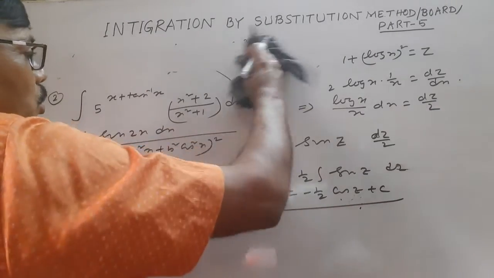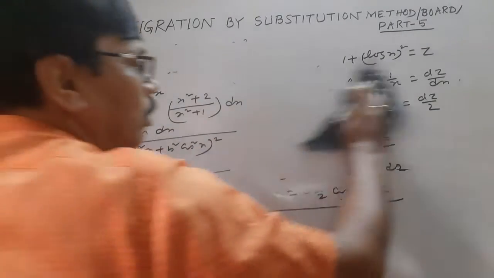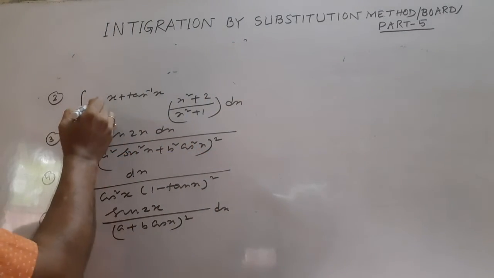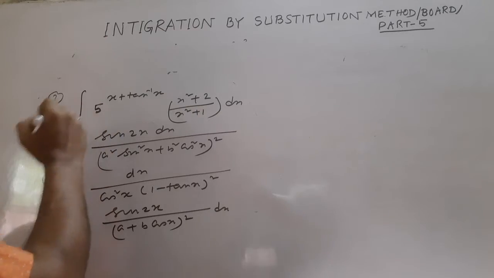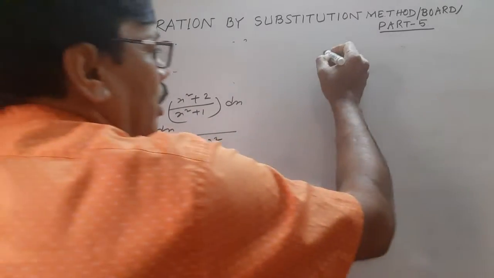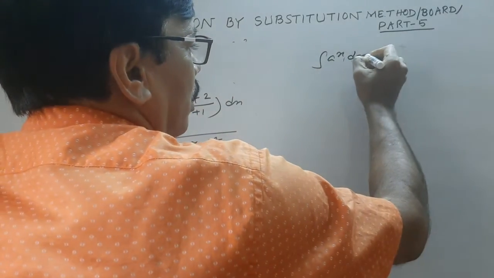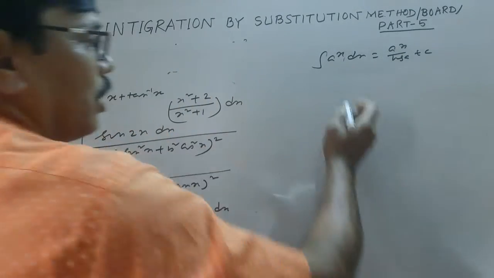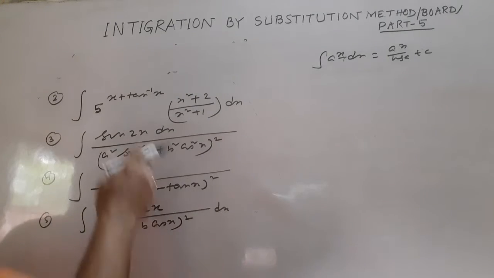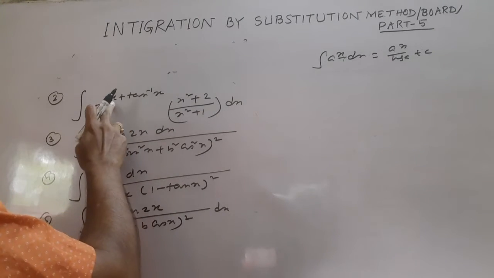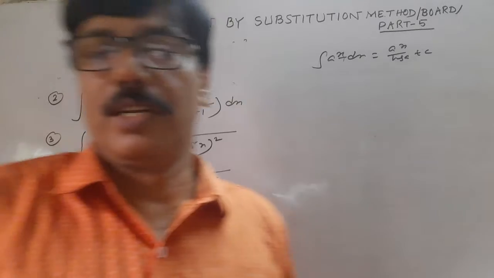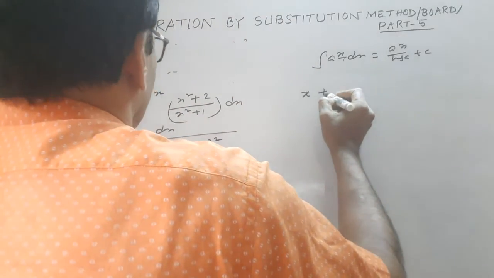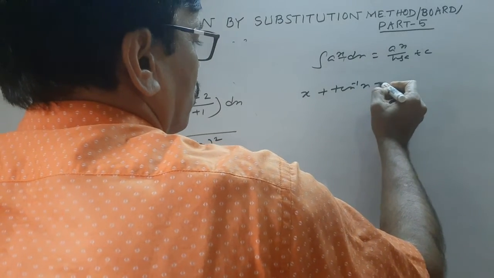Now for 2, look, think 5 to the power. So our standard form is, you know this integration, a to the power x dx, a to the power x by log a plus c. So this is linear. So 5 to the power x plus tan inverse x, it is not linear. So what is the transformation? x plus tan inverse x equals z.